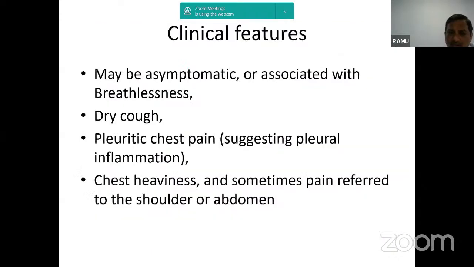Clinical features: most patients come asymptomatic, or associated with breathlessness, dry cough, or pleuritic chest pain, which is suggestive of pleural inflammation, and a heaviness of the chest, or else pain referring to the shoulder or the abdomen.